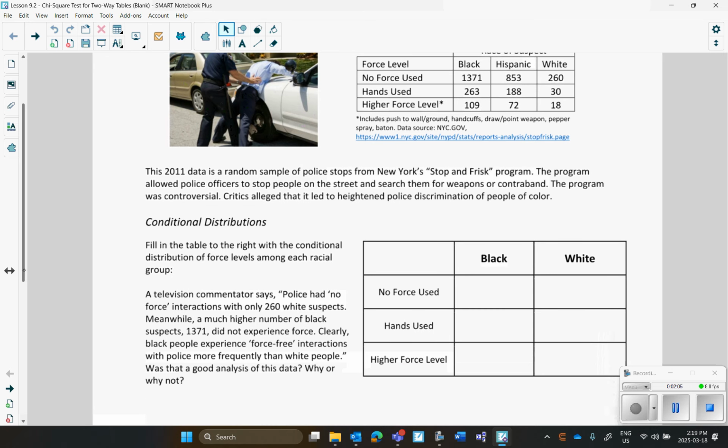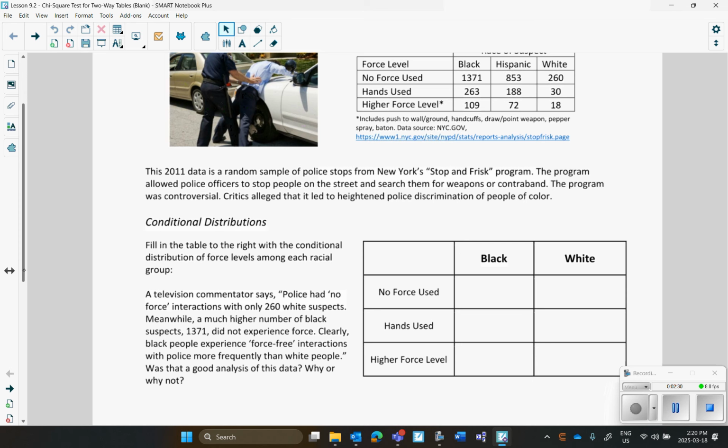Okay. So just a reminder, the stop and frisk program allowed police officers to stop people on the streets. Just say, I'm stopping you, searching for weapons or drugs or anything like that. Okay, and it was controversial, and critics said that it led to discrimination by police against people of color.